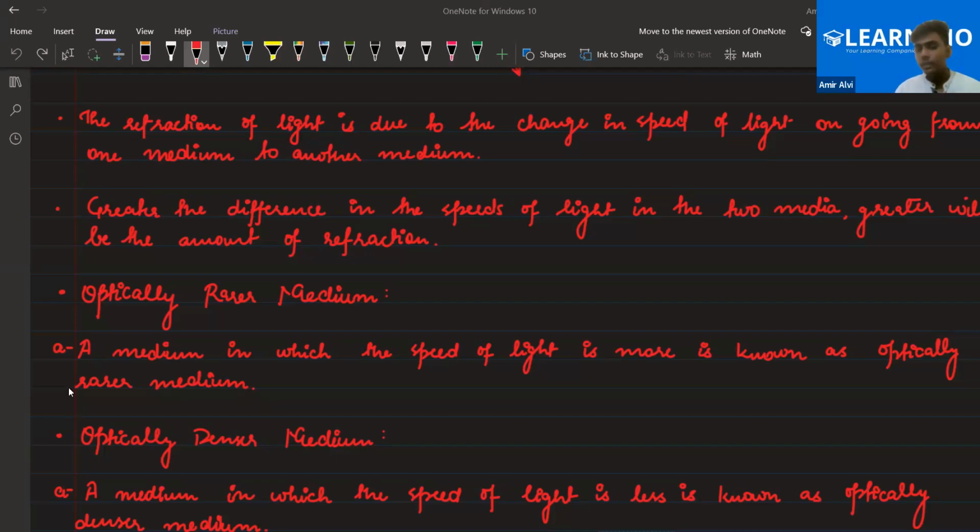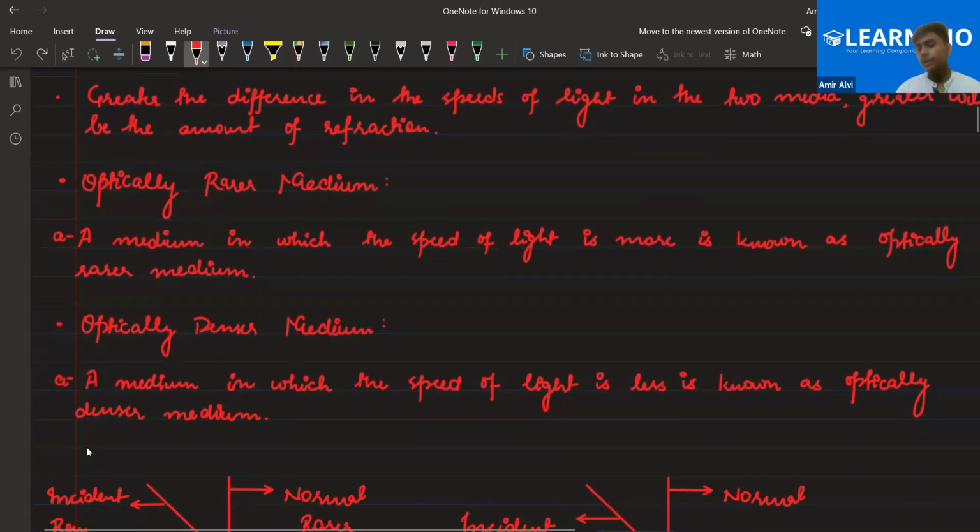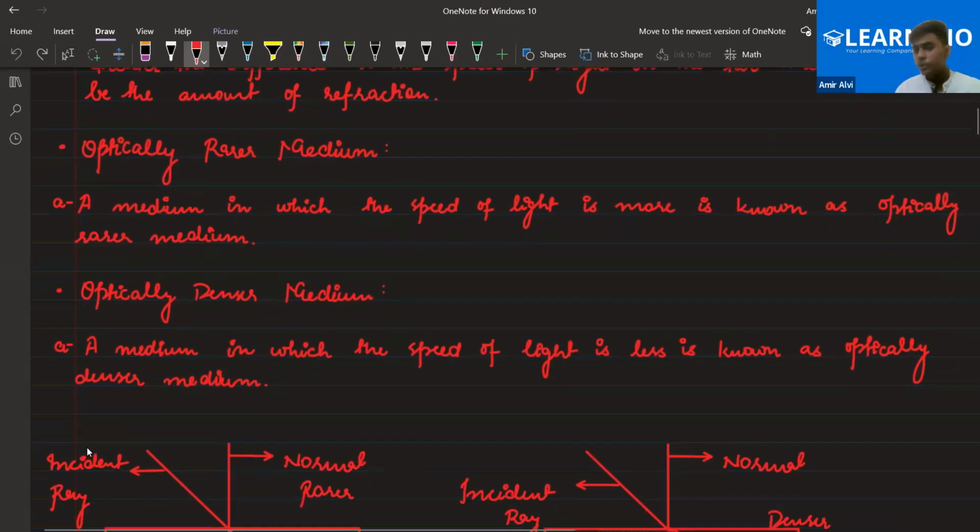Okay, now let's take the next thing, that is optically denser medium. Denser medium means the medium in which the speed of light is less. It is known as optically denser medium. Clear? Yes. So the density of the medium is high. Suppose water, wood, glass, glycerin, kerosene oil, all these things are basically denser than air.